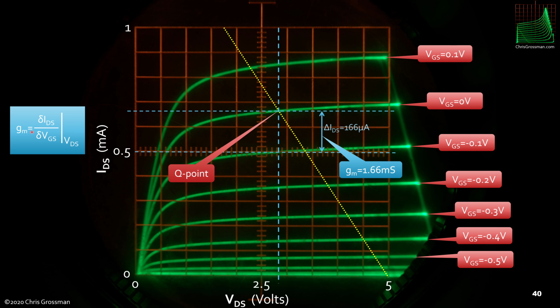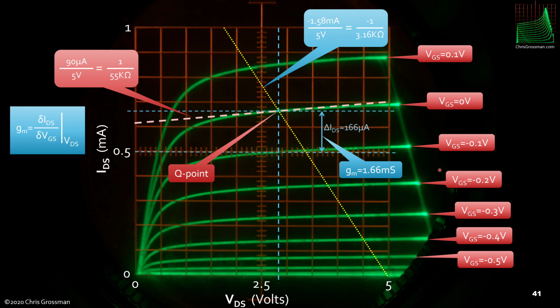So first we're going to measure GM. GM is again the change in drain current over the change in gate to source voltage at some fixed drain to source voltage. And that drain to source voltage we're going to pick is our Q point, because that's where the part's going to sit. So the Q point is right here. And we get a GM of 1.66 millisiemens.